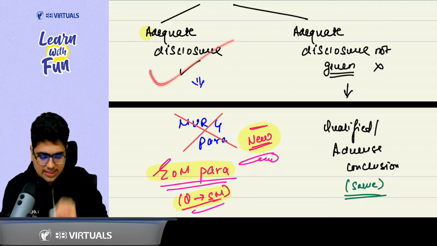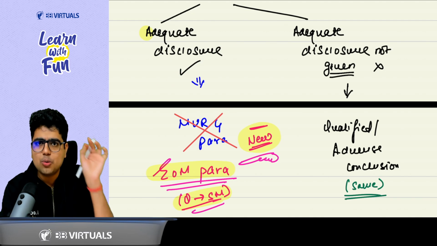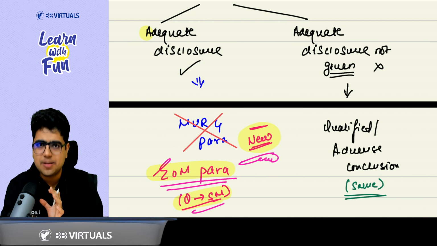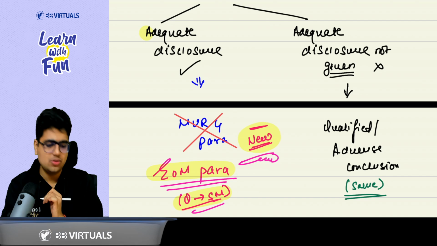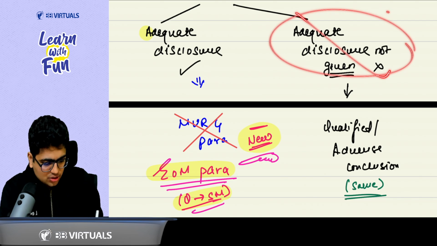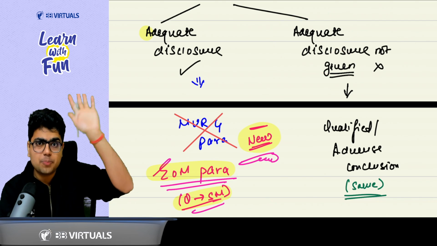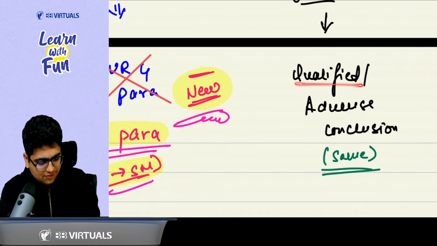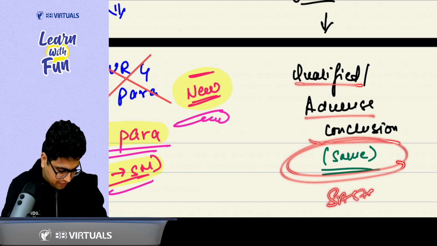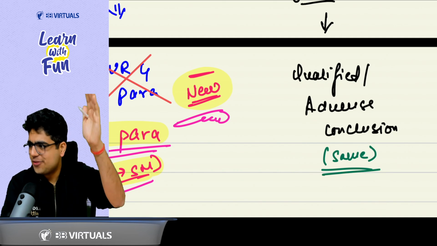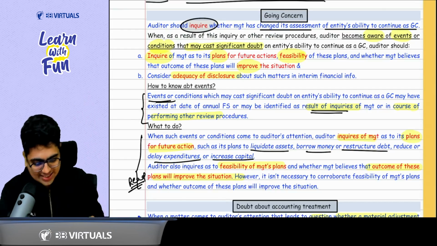Now, sir, if the material uncertainty exists, we need proper disclosure. If proper disclosure is given, generally we add an MURGC para, but in this case, you add an EOM para. And if the adequate disclosure is not there, modify your report. Modify your conclusion, give a qualified or adverse conclusion. This is the same thing we have covered in SA 570. Clear, everyone? Clear, sir. Awesome.